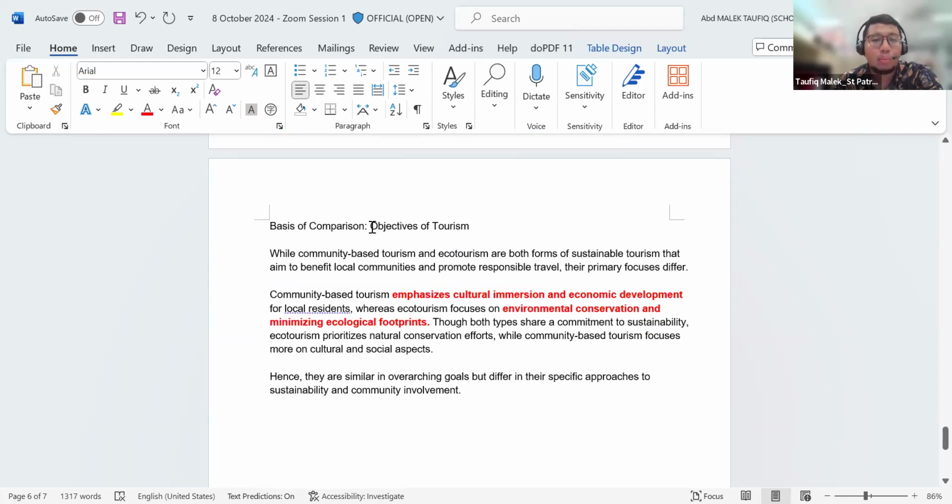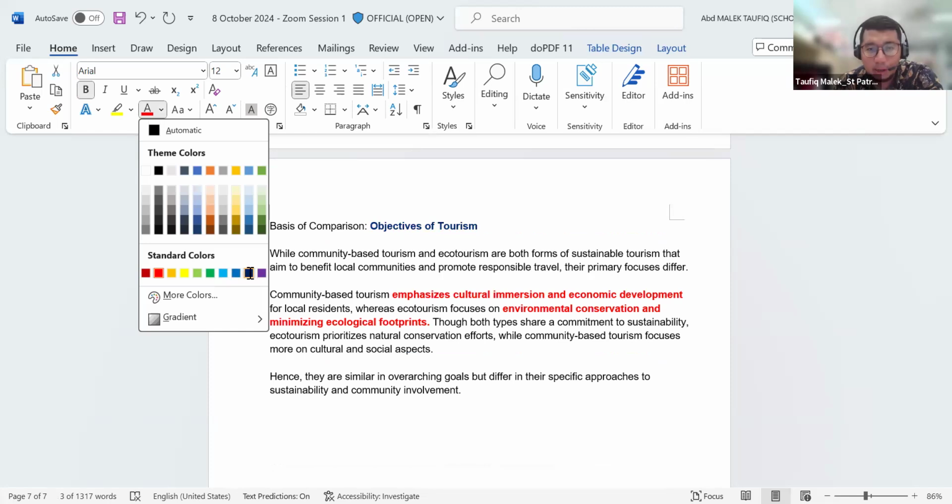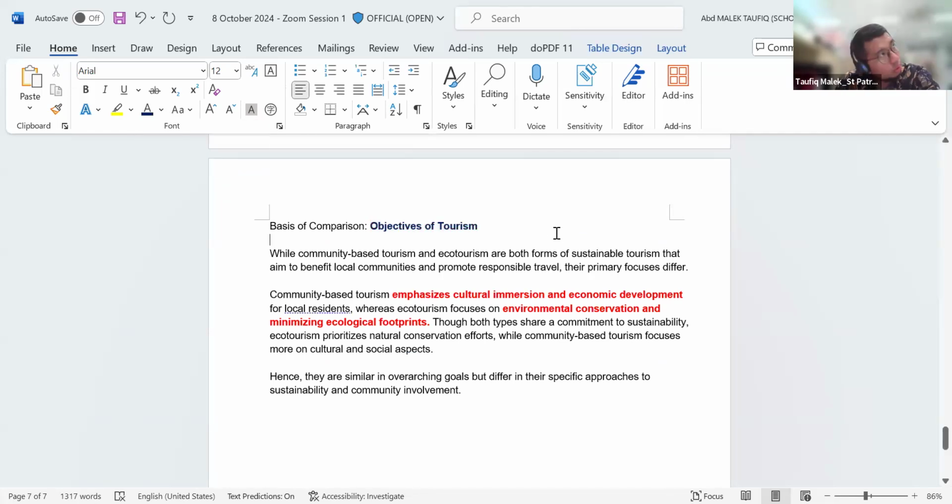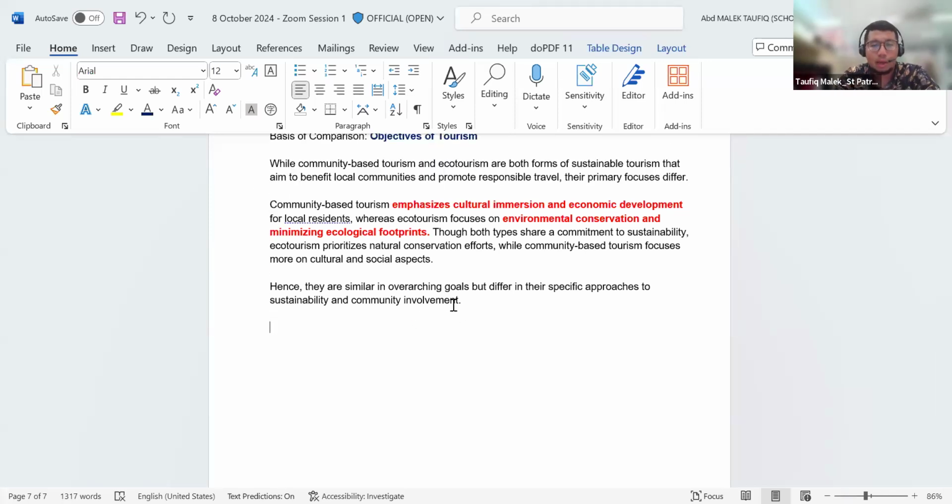So when I talk about basis of comparison, the basis of comparison is based on what you can compare based on the two factors. What can you compare? So, for example, apple and orange. So what can you compare?